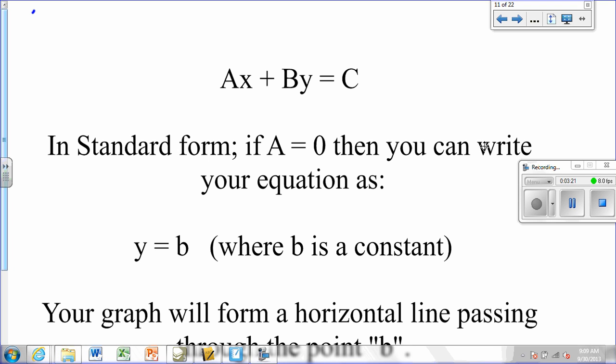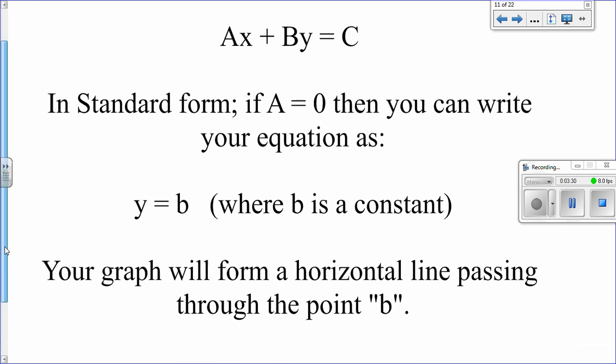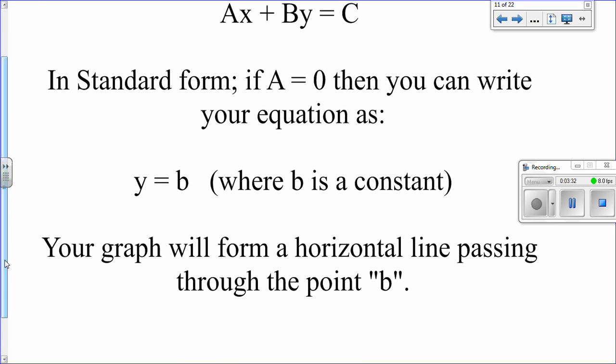If a equals 0, you can write your equation as y equals b, where b is a constant. It's going to be any number, any fraction, positive or negative. Your graph will automatically form a horizontal line passing through whatever point y is equal to.